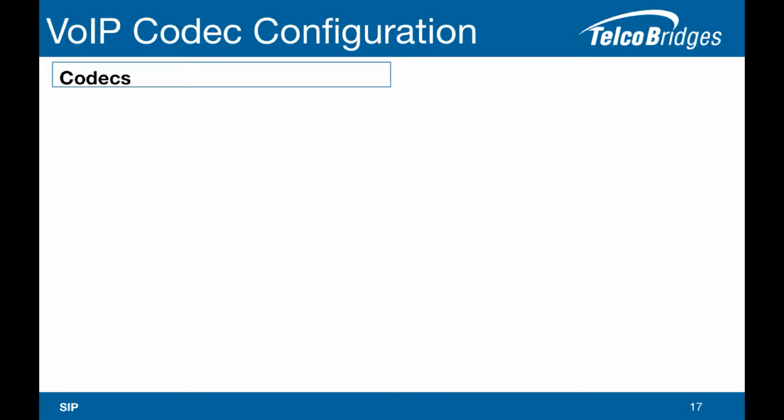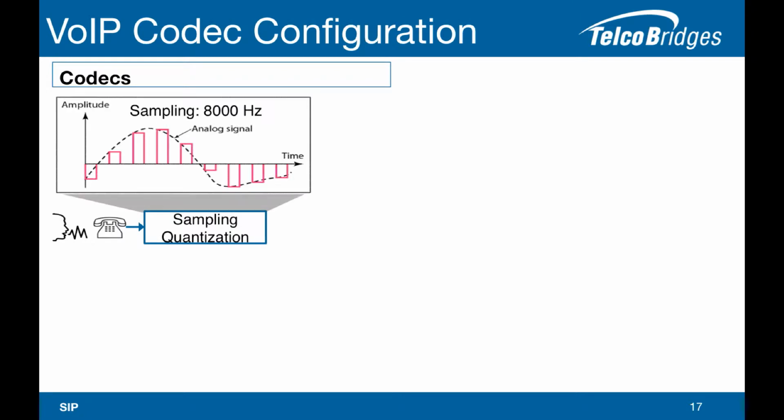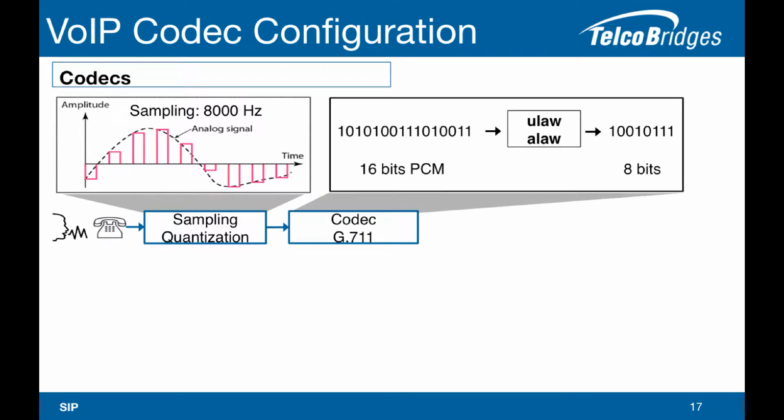Let's first quickly review why voice over IP codecs are used to transport the media. The first step is called sampling quantization. It converts analog voice signal into digital signal. Each sample's value is expressed by a binary code of 16 bits. A codec, which stands for coder and decoder, converts the 16-bit PCM codes into a compressed digital form for transmission over IP. The compression saves bandwidth.